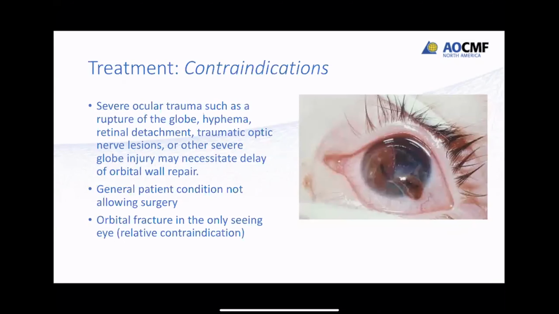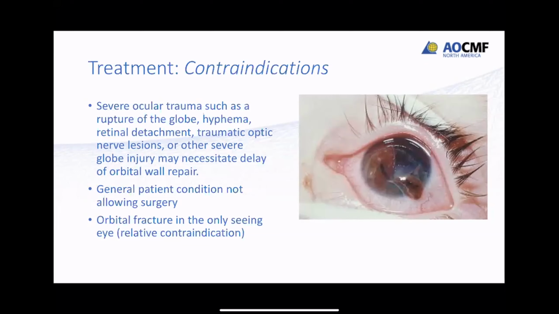So let's just talk about some contraindications for going in. Severe ocular trauma. Now, I don't think I need to tell anyone, if you saw a globe of this nature, it's probably a ruptured globe. If you're seeing hyphema or retinal detachment, or any type of traumatic lesions of the optic nerve, other than like a retrobulbar hematoma, you have to delay surgery. This is something we all know about, but always keep that in the back of your mind. We can always go in later.